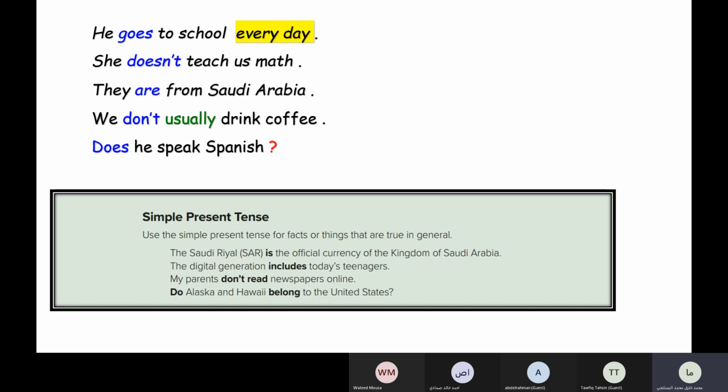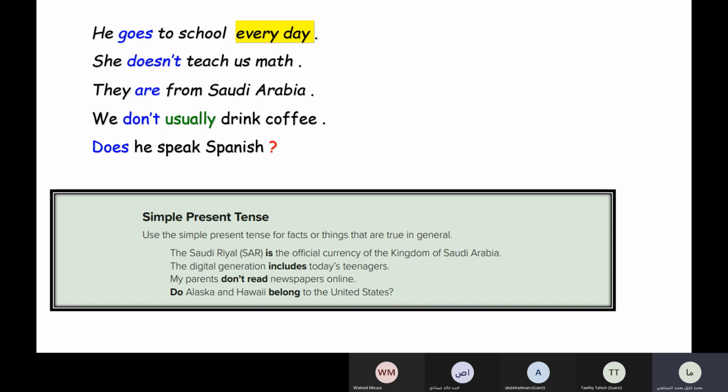Now, if you want to make a question, how can we make a yes/no question? They go to school every day. Does he go? Good. We use does because it's singular. We ask with do and does. Do with the plural and does with what? Singular. Does he go? And here we have to remove what? The s. Does he go to school every day? Do they go to school every day? Do with plural, does with singular. Does he speak English, etc.